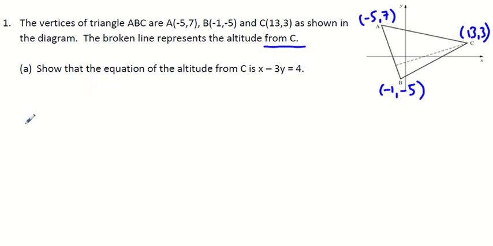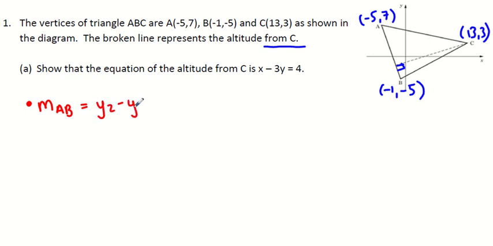If you're working out the altitude from C, what you need is a perpendicular gradient. There's my right angle here. So I need to work out the gradient of AB first to then get a perpendicular gradient, and then I need to substitute in the coordinates from C so that I can get this equation. So step 1. Make sure you label everything. So gradient of AB.